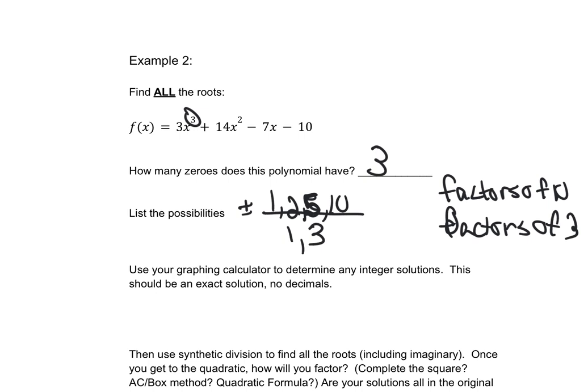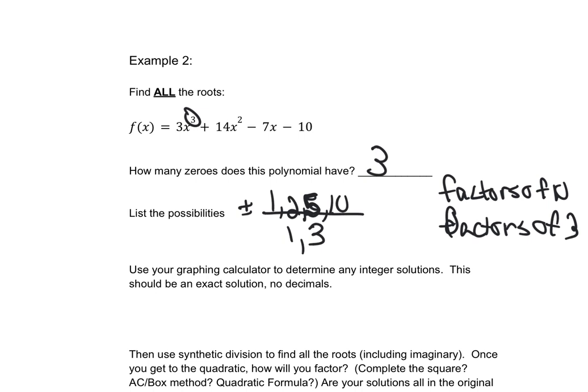Which means you could have 1 over 1, or just anything over 1: positive 1, negative 1, positive 2, negative 2, positive 5, negative 5, positive 10, negative 10, positive 1/3, negative 1/3, positive 2/3, negative 2/3, positive 5/3, negative 5/3, positive 10/3, negative 10/3.